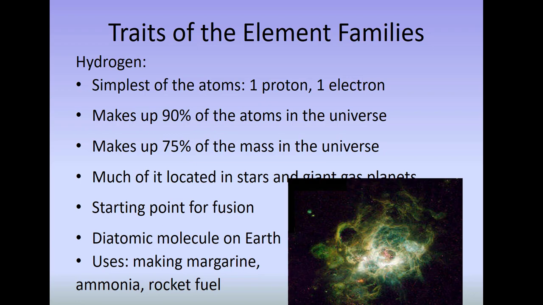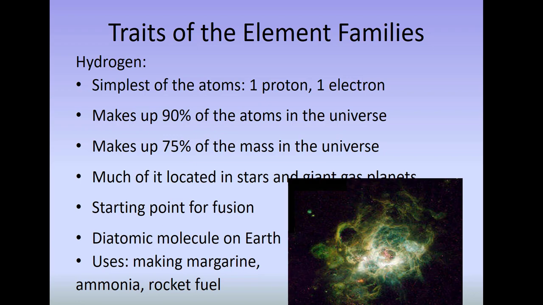So it is the simplest of the atoms. The majority of the isotopes of hydrogen just have one proton and one electron. It does make up most of the atoms in the universe and also the mass in the universe. And most of this is located in stars and giant gas planets. It is the starting point of fusion. We've already talked about that before.